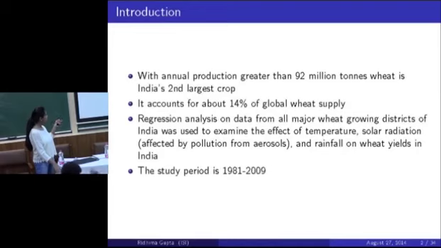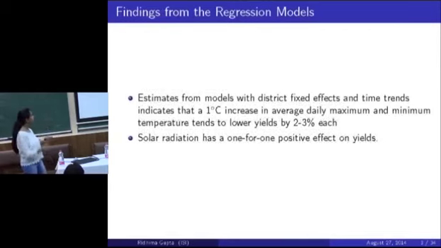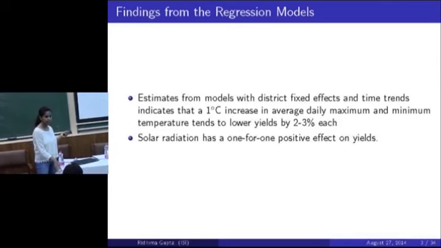And what did we do in the study? We did regression analysis of data from all major wheat districts of India, examining the effect of temperature, solar radiation, and rainfall on yields. The study period is 1981 to 2009. Estimates from models with district fixed effects and linear time trends indicate that a 1 degree increase in average daily, maximum, and minimum temperature tends to lower yields by 2 to 3% each. And solar radiation has a 1-to-1 positive effect on yields.